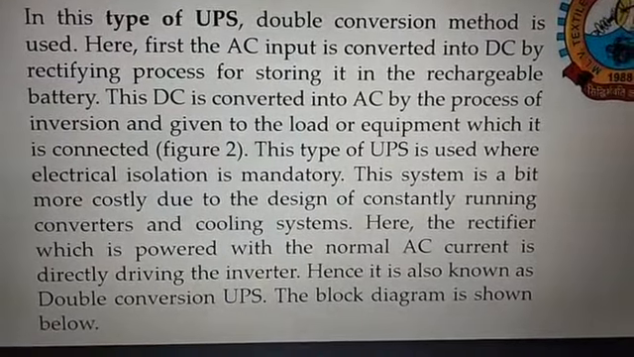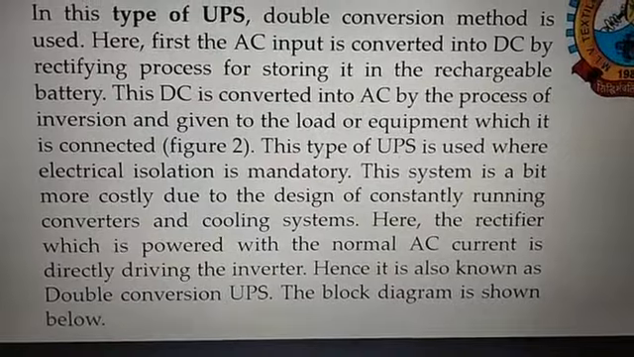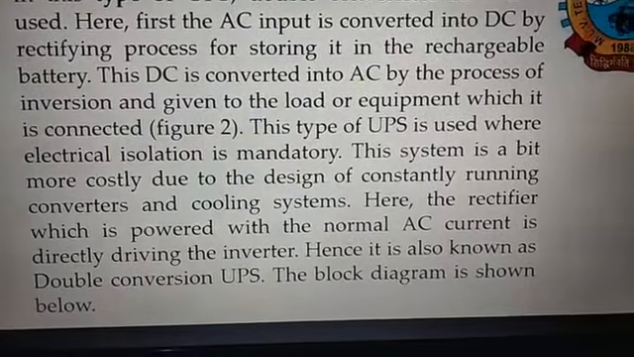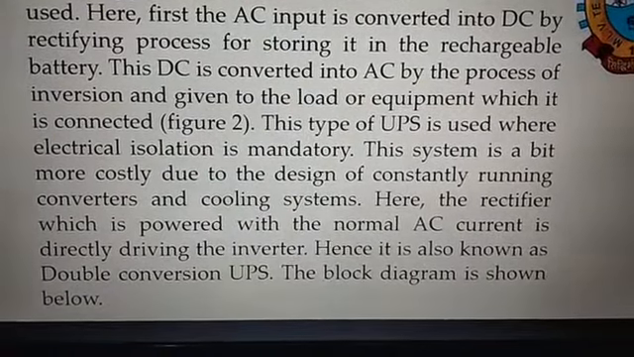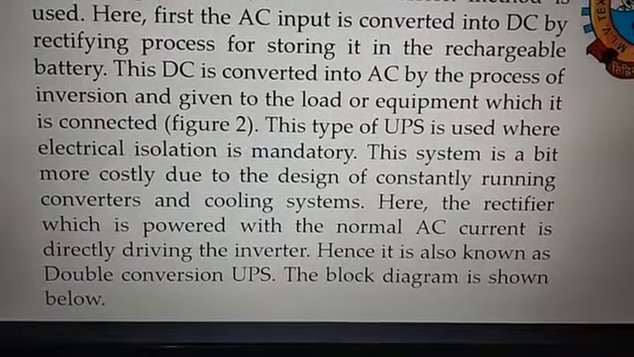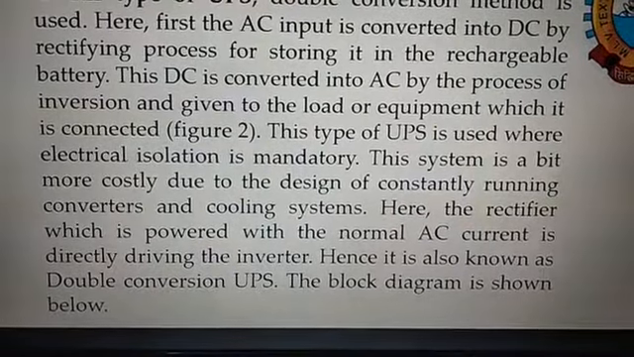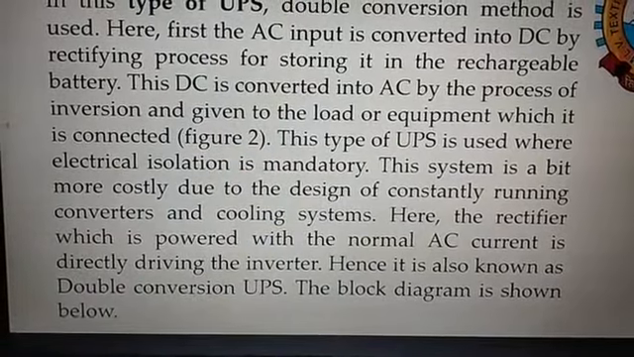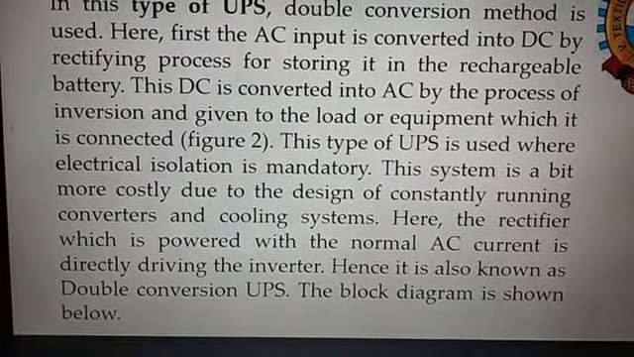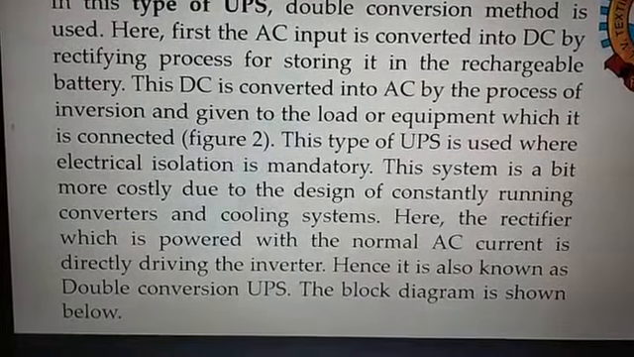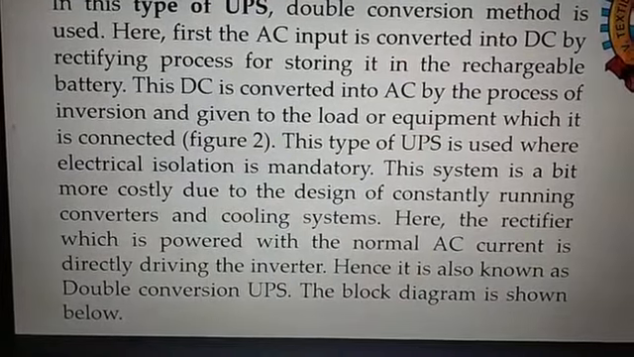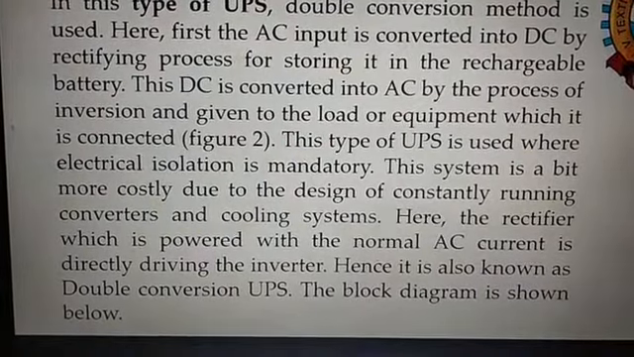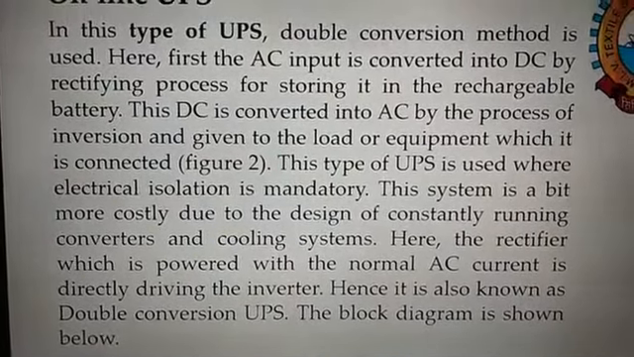The DC is converted into AC by the process of inversion and given to the load or equipment to which it is connected. This type of UPS is used where electrical isolation is mandatory. This system is a bit more costly due to the design of constantly running converters and cooling systems. Here the rectifier, which is powered with a normal AC current, is directly driving the inverter. Hence it is also known as double conversion UPS and online UPS.